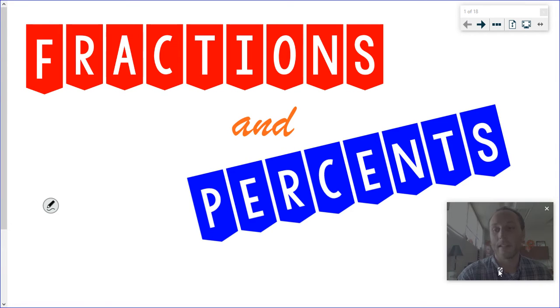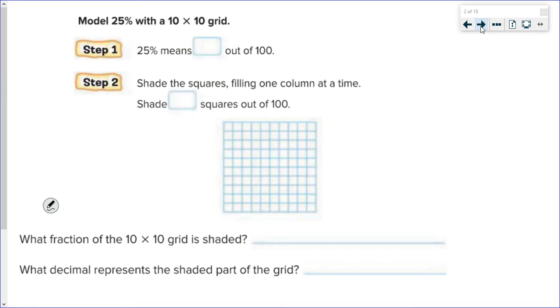So here we go. Let's get into percents right here. The first thing we're going to talk about is how to use a 10 by 10 grid in order to find a percent and to make it more visual. A 10 by 10 grid is basically a grid that has 100 pieces in it. This grid right here has 100 pieces because we have 10 blocks up top, 10 blocks on the side. If you do 10 by 10, that's going to equal 100 altogether.